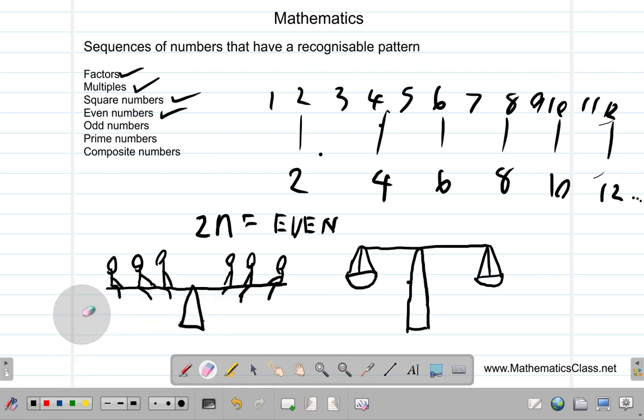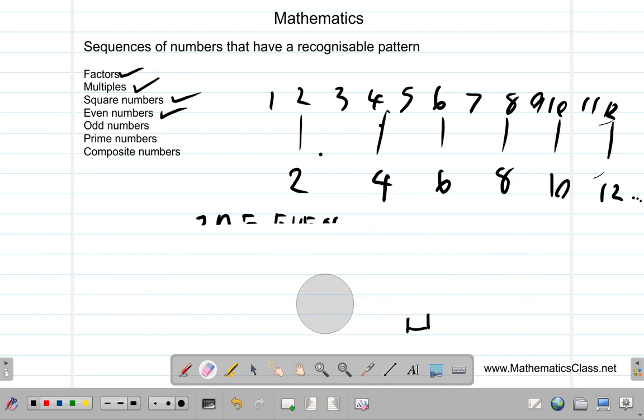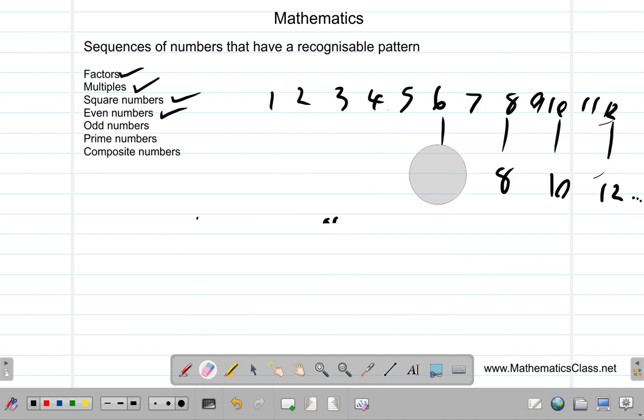So you see. Alright, let me rub out those things. I need some more space. The next set of numbers we're going to talk about are what they call odd numbers.